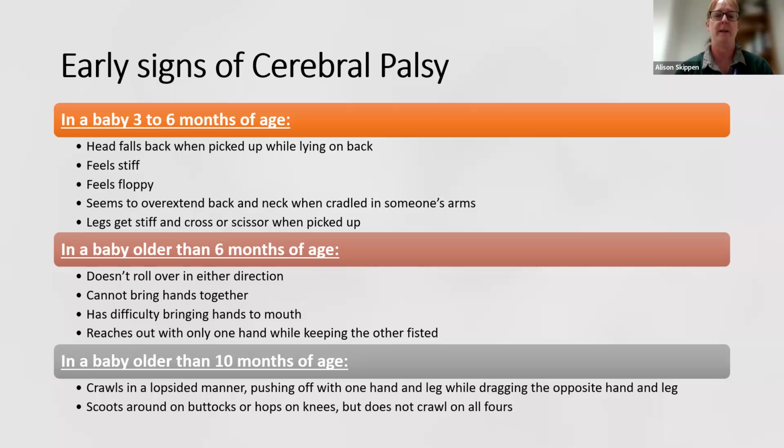And then in a baby older than 6 months, we're thinking about a delay. So they're not rolling, they're not bringing their hands together. They may only reach with one hand.